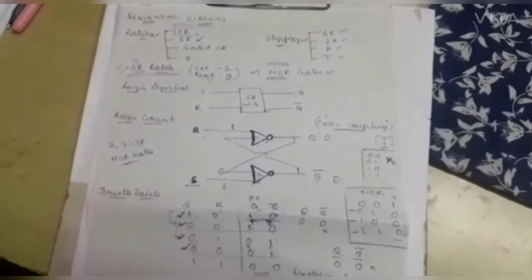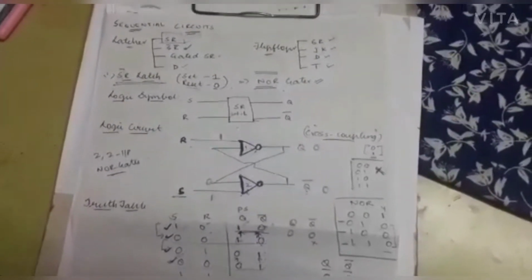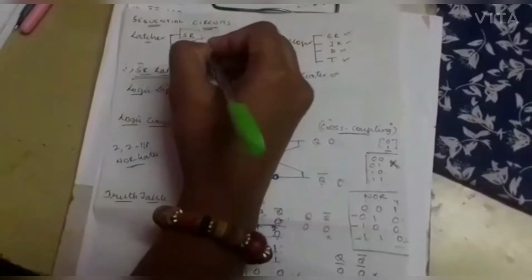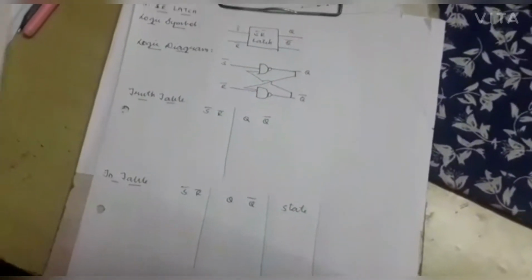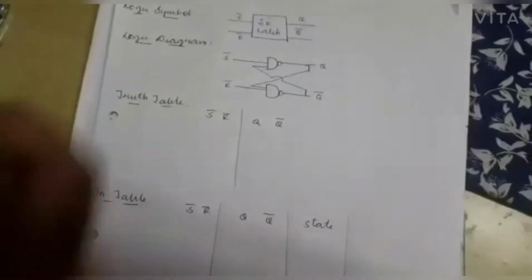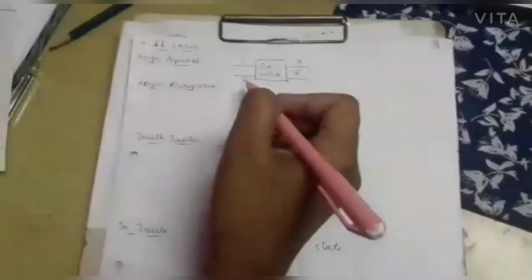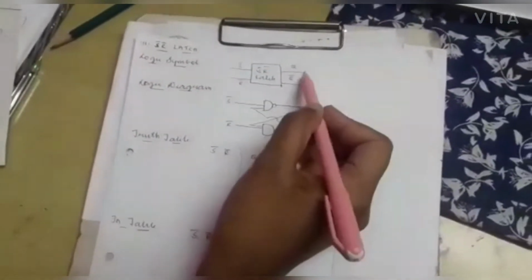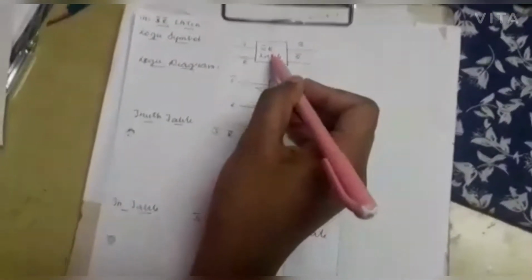So yesterday we started discussing sequential circuits, and as a part of the discussion we started to discuss latches and flip-flops. So we were done with the SR latch. Now today let us see what an S bar R bar latch is and how it actually works. As you can see, this is the logic symbol of an S bar R bar latch. Here S bar and R bar are the two inputs and the outputs are Q and Q bar, and this is an S bar R bar latch.